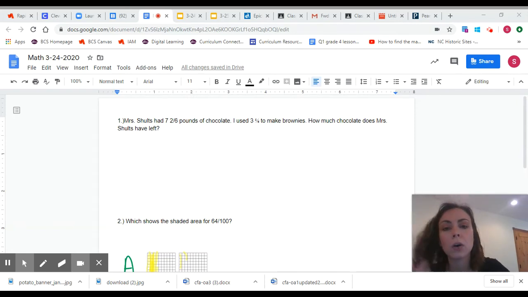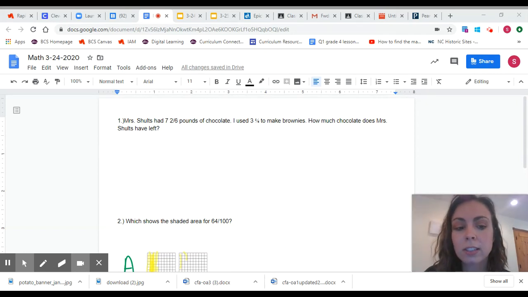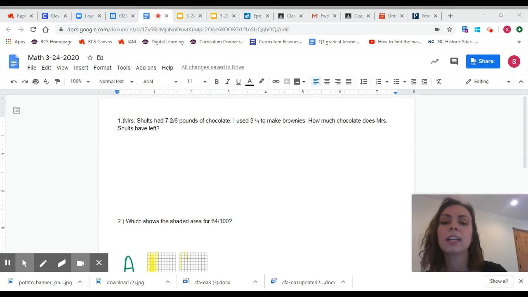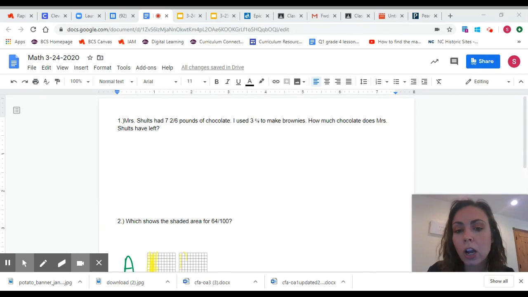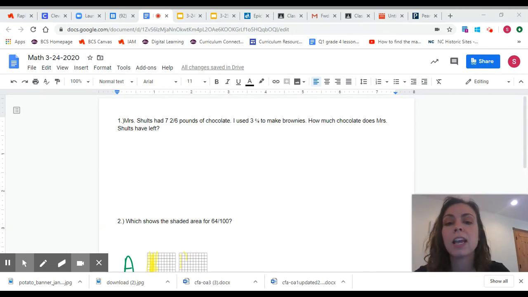Okay, so I have 7 and 2/6 pound of chocolate. So that I highlighted how much that I had. I used 3 and 5/6. So this is like if I had 7 chocolates and I used 3 chocolates. How many do I have left? And that would be 7 minus 3. So we're doing a subtraction here.